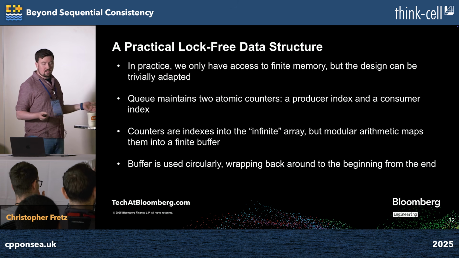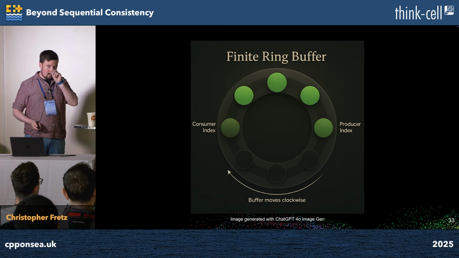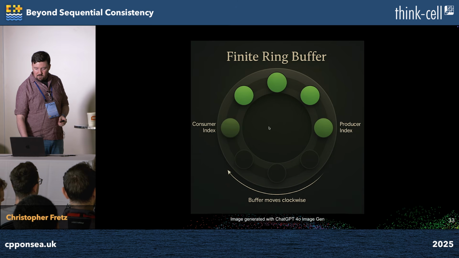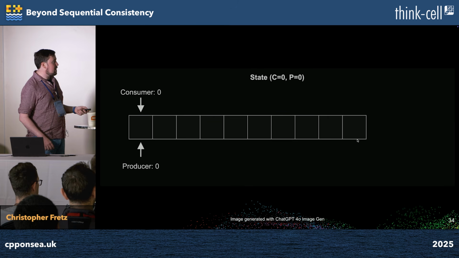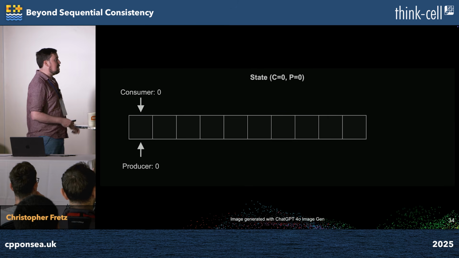And the buffer is used circularly, wrapping back around to the beginning from the end when we fall off the end. I don't really like this diagram a whole lot, to be honest, but hopefully it gives some idea. The producer is currently writing this record, the consumer is currently reading this record, and we spin kind of clockwise around the buffer as we produce and read values, essentially. To give a better example, we can walk through some operations here.